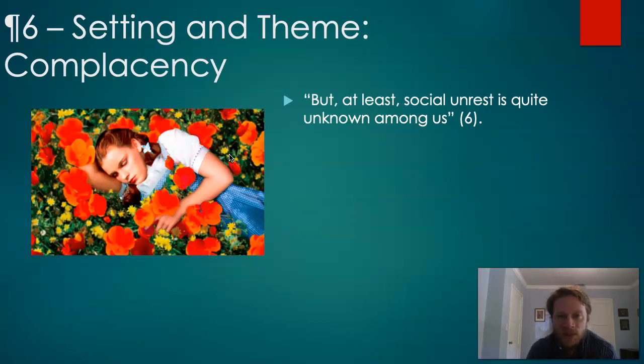So these people seem complacent, but at least social unrest is quite unknown among us. This seems like an ironic statement. It's very surprising that there would be no social unrest based on the fact that this town has been colonized by the French. It seems like there would be some tension between the colonizers and the colonized in Oran.